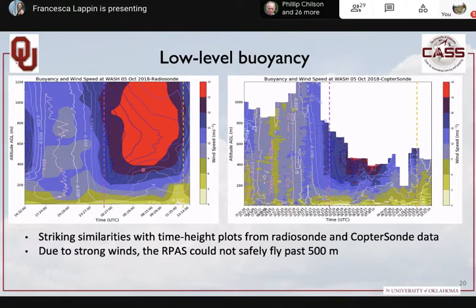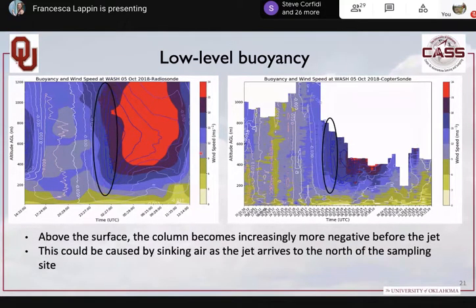Something else that we can notice is that even though there is data missing, the two plots are very similar to each other in wind speed evolution and the buoyancy evolution. And you might notice that there is a pretty steady decline in buoyancy preceding the jet throughout the entire layer that the jet is present. And that can be caused by the sinking air as the jet arrives to the north of the sampling site.